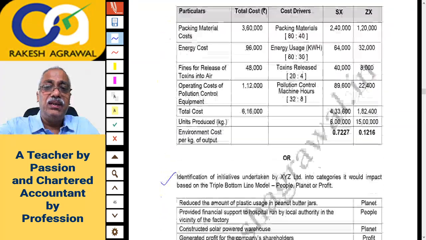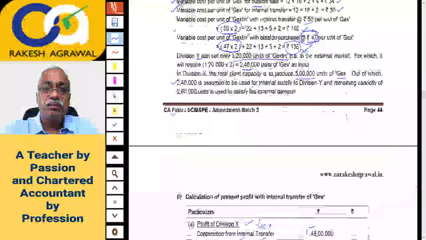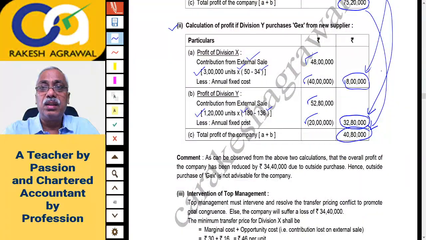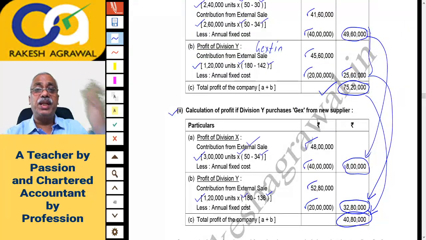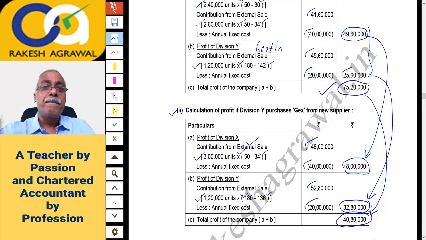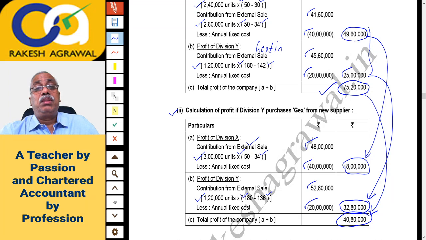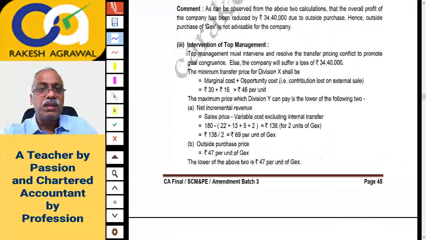Now we have already seen that in the first situation the profit is higher. This one, 75,20,000. So the company should stick to internal transfer instead of buying externally. Now just to prove that, you can calculate the minimum price at which division X can offer the product to division Y, and the maximum possible price division Y can offer to pay to X. And if there is a gap between these two, if it is acceptable, you can easily resolve the conflict.